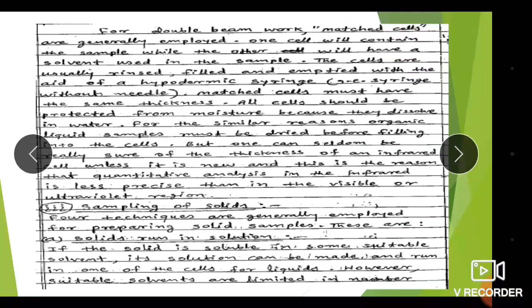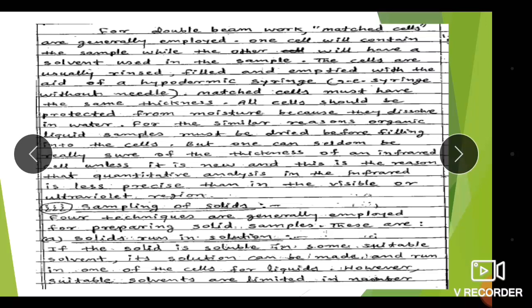So for double beam work, matched cells are generally employed. One cell will contain the sample while the other cell will have the solvent used in the sample. So for double beam work, we use two cells, one containing the sample and the other containing the solvent. The cells are usually rinsed, filled and emptied with the aid of a hypodermic syringe.